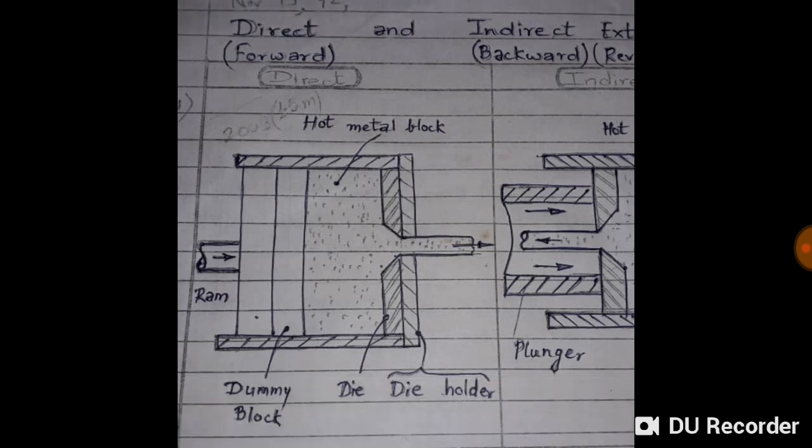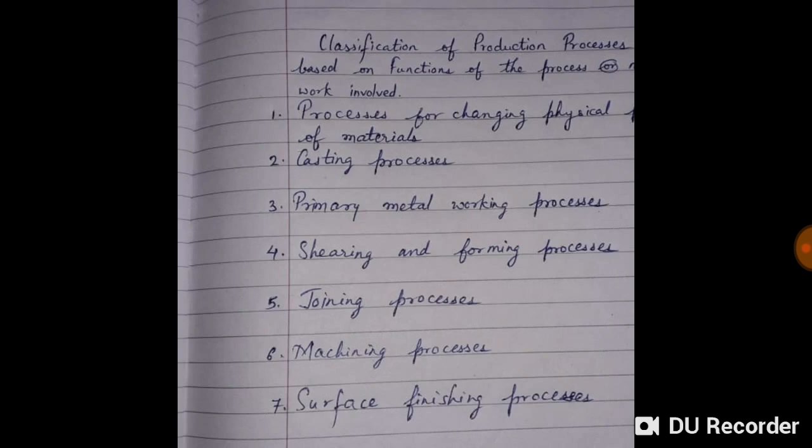So now let us move on to the next type, which is shearing and forming processes, which is the fourth type. Here we have taken the photographs or diagrams of shearing, drawing and stretching.